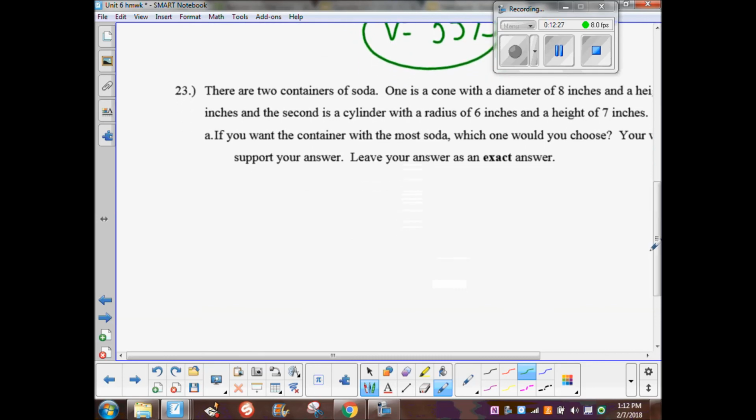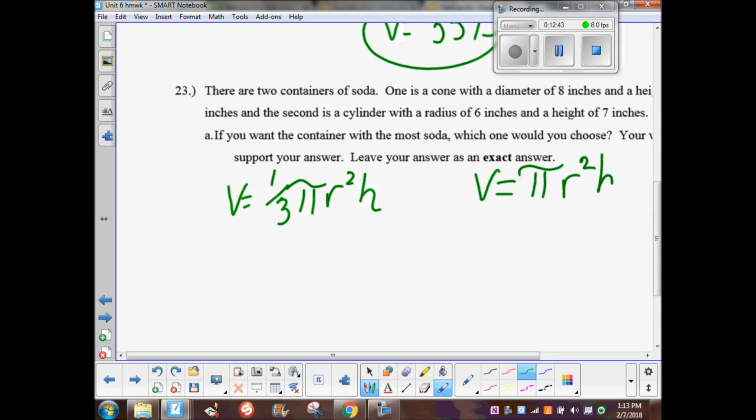And this one you've got to compare two soda cans. One is a cone. And I don't know, I've never seen a cone soda can. Well, I guess it's kind of sitting up semi. And then the other one is a cylinder. Which one will hold the most soda?